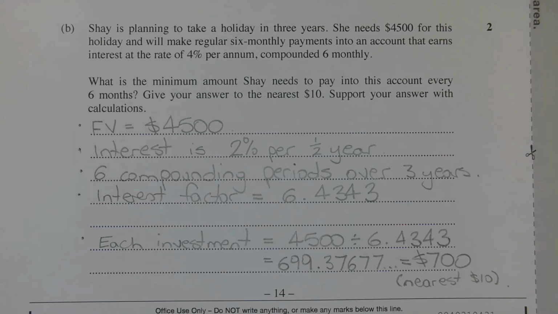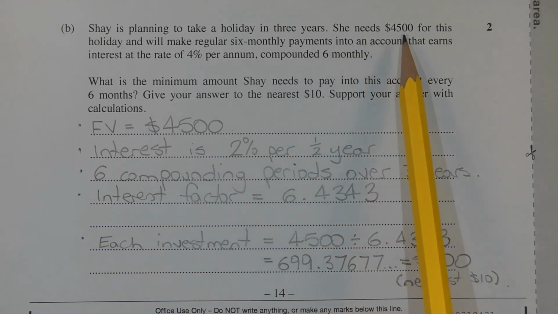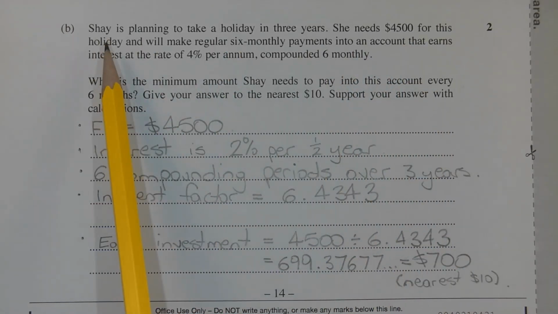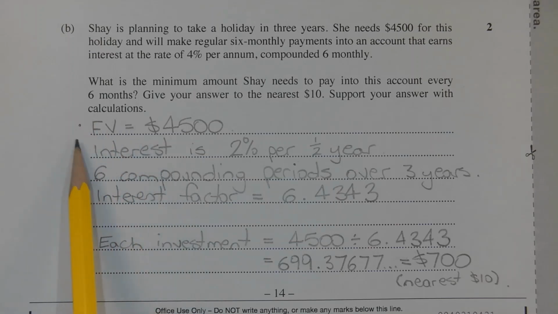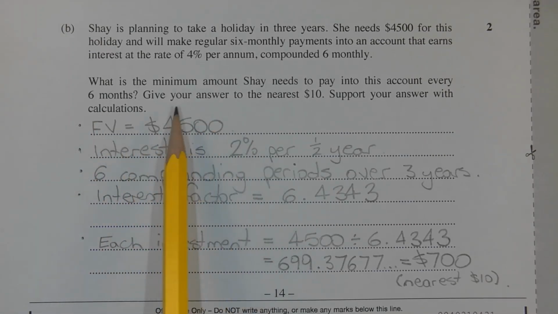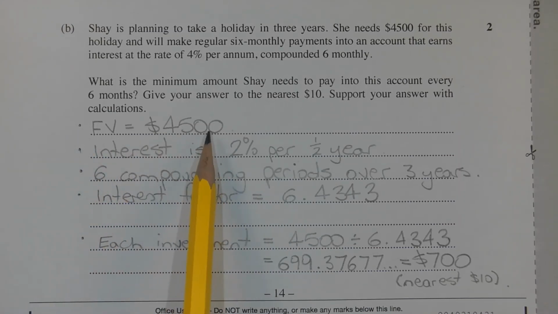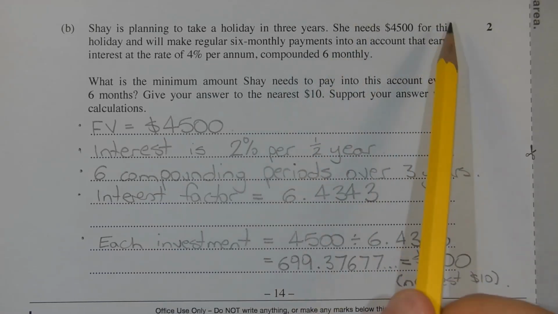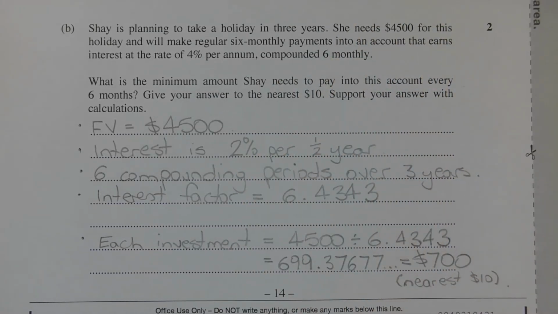From the information provided in the question, Shay needs $4,500 for this holiday. So that implies a future value of $4,500. So in contrast to Part A, where we're asked to find the future value, in Part B, we're given the future value. Even though it's not explicitly stated, it's implied, and we want to work out the value of each investment so that the future value after 3 years is $4,500.